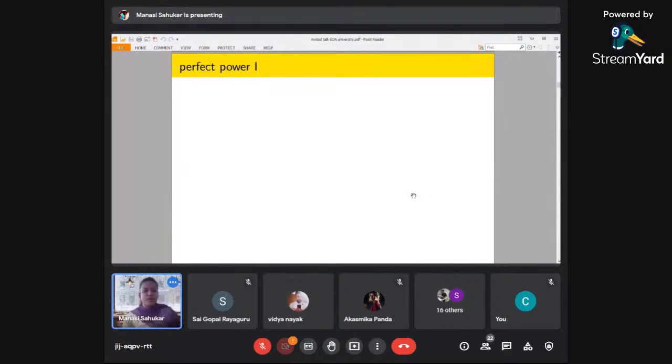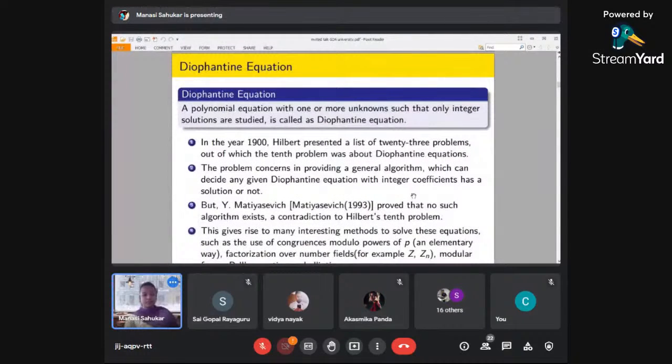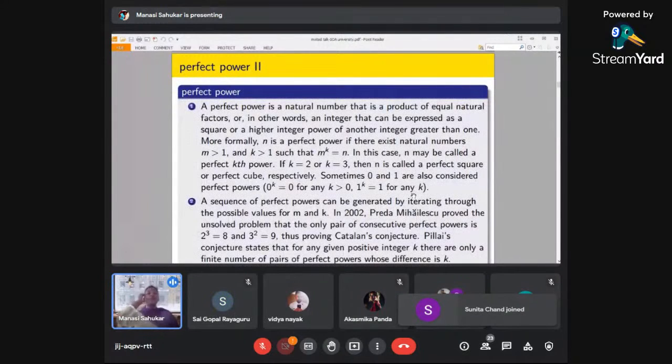Before that, let me say what a perfect power is. A perfect power is a natural number that is a product of equal natural numbers. It may be 2 squared, 3 squared, as we already know. It is an integer that can be expressed in the form m to the power k. That number is called a perfect power. For example, if k is equal to 2 or k is equal to 3, it is called a perfect square or perfect cube.